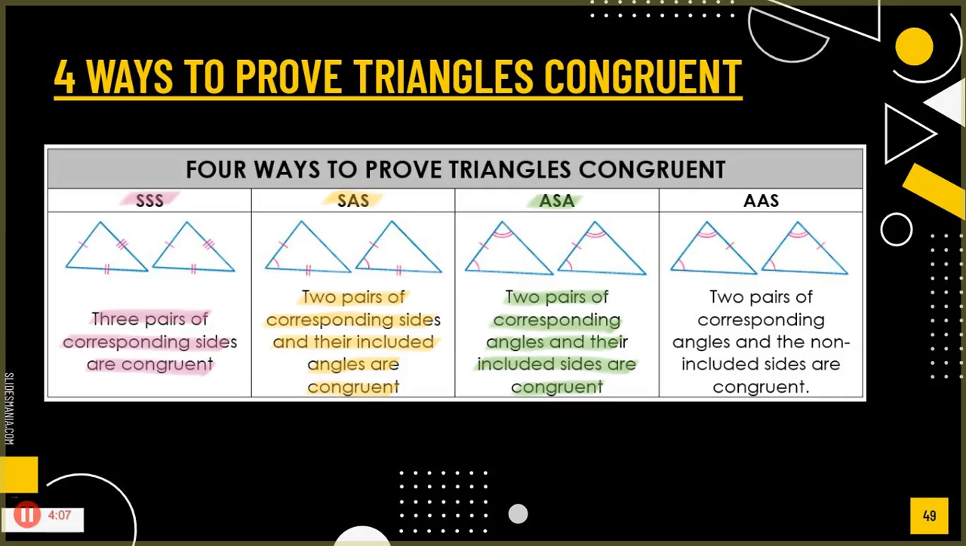And then last but not least, we also now have angle, angle, side. So two pairs of corresponding angles and either of the non-included sides would have to be congruent, and we could say those triangles are congruent. So we're cutting our work in half. So instead of proving 6 pieces are congruent, we now only have to prove 3.